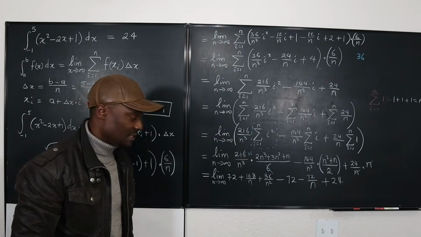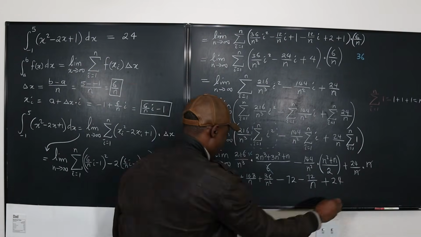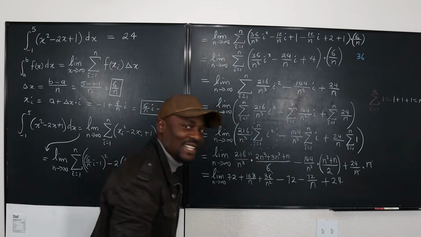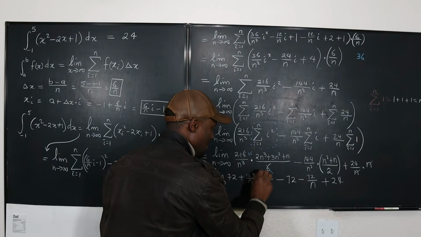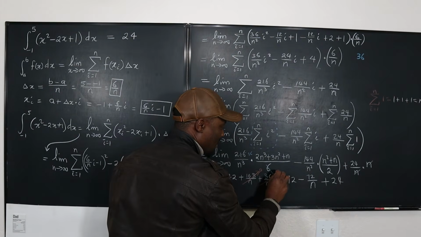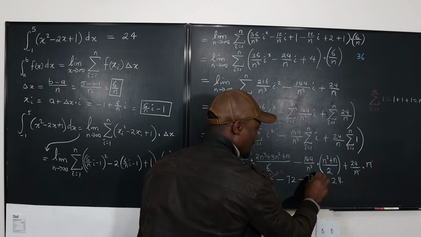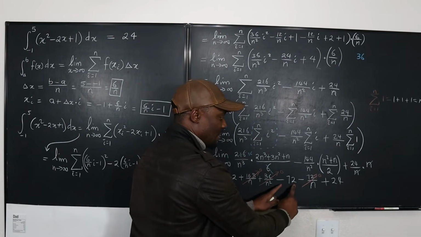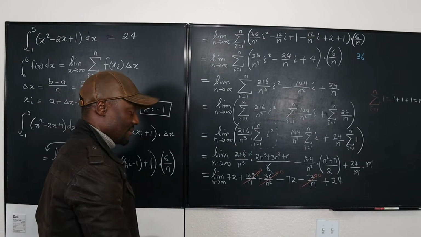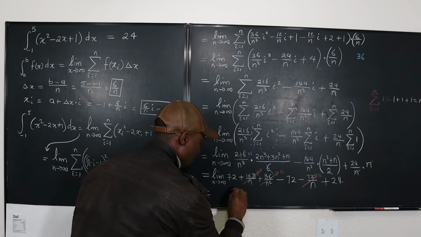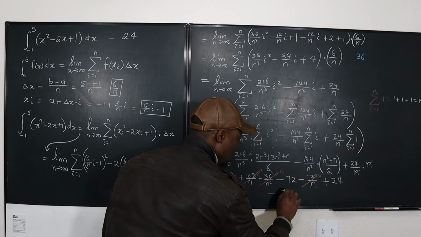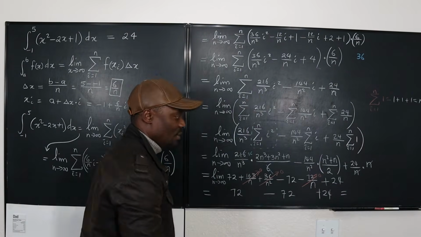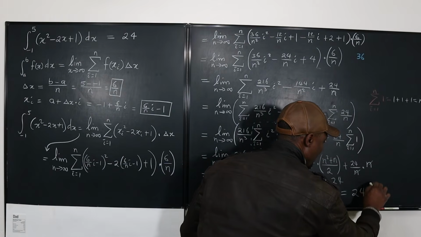Okay, so now let's take the limit. As you can see, as n goes to infinity, everything that has n in the denominator will go to 0. So this goes to 0. This will go to 0. This will go to 0. What is left is 72 minus 72 plus 24. So this is equal to 72 minus 72 plus 24, and that's equal to 24.